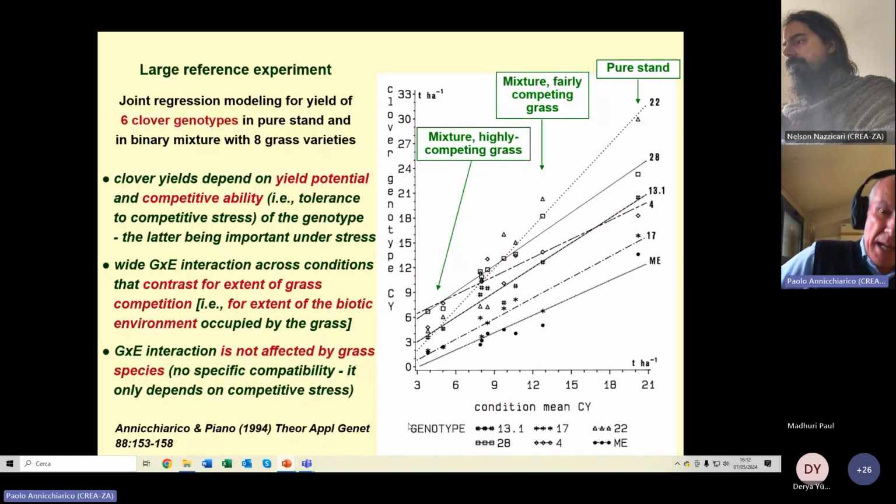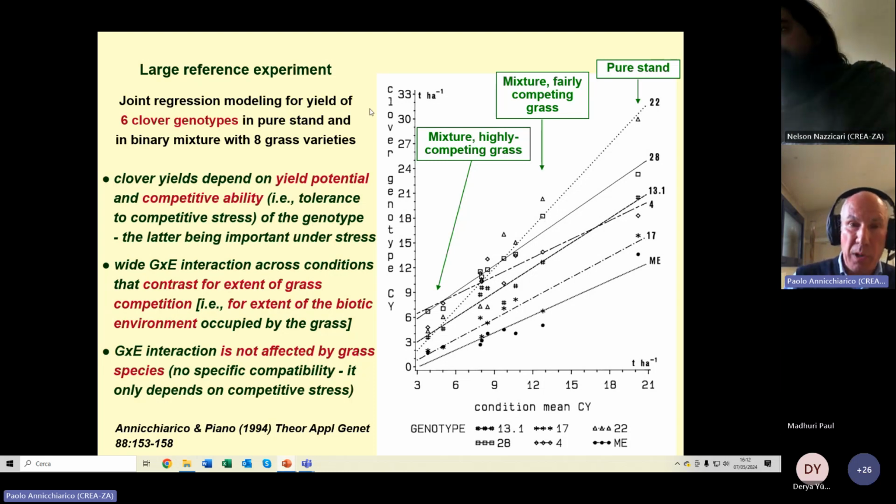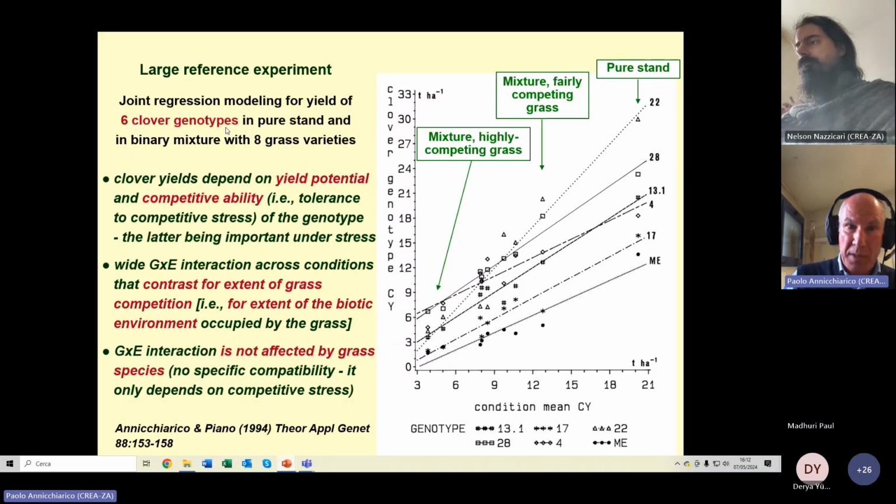And now what happens to the responses of the individual genotypes in the different associations? It is a matter of genotype environment interaction. And indeed, I analyzed the data according to joint regression modeling, which is a popular model for analyzing G-by-E interaction. So you see here the yield responses of the 6 clover genotypes as a function of the mean clover yield in the different environments, each one represented by a condition of growing. Here we have pure stand of white clover, so the highest yield on average. And then we have association with grasses that here are not so competitive, and here they get highly competitive, so that the clover yield on average is very low.